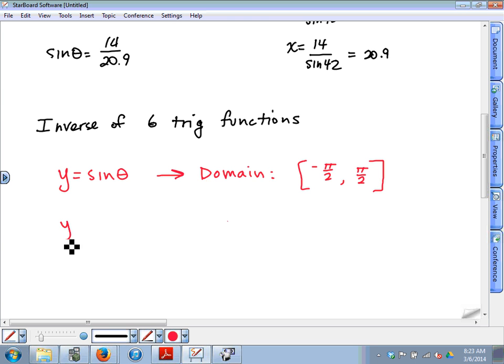For cosine, if we have an equation y equals cosine theta, there's a similar problem. The graph's different for cosine and sine, but they look pretty similar. It goes up and down, up and down. It's just shifted over 90 degrees. The domain for cosine is from 0 to pi.